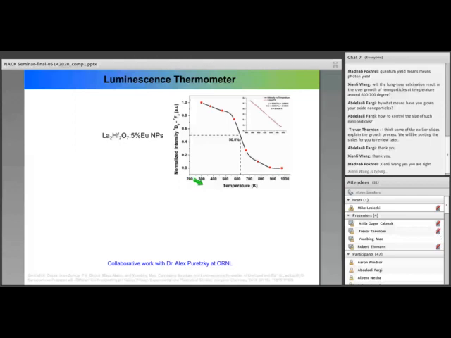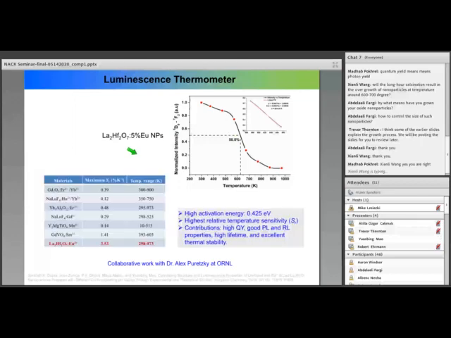How this works is, when we expose our materials to different temperatures, the luminescence intensity will change. In general, this will decrease because of the thermal quenching. So this is exactly what we observed, and based on this curve we can calculate the sensitivity, and this is what we got from our samples.